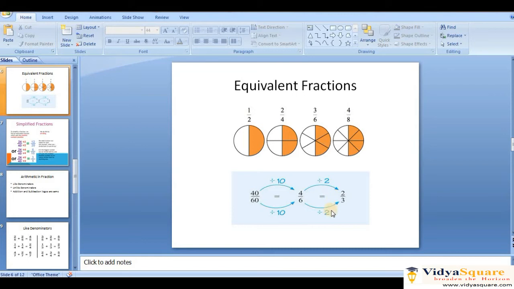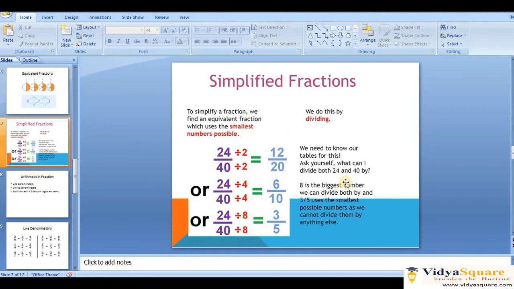Okay, next we will move to simplified fractions. How to simplify a fraction. To simplify a fraction, just divide them by 2 first, if both of them are even numbers, obviously they'll get divided by 2.